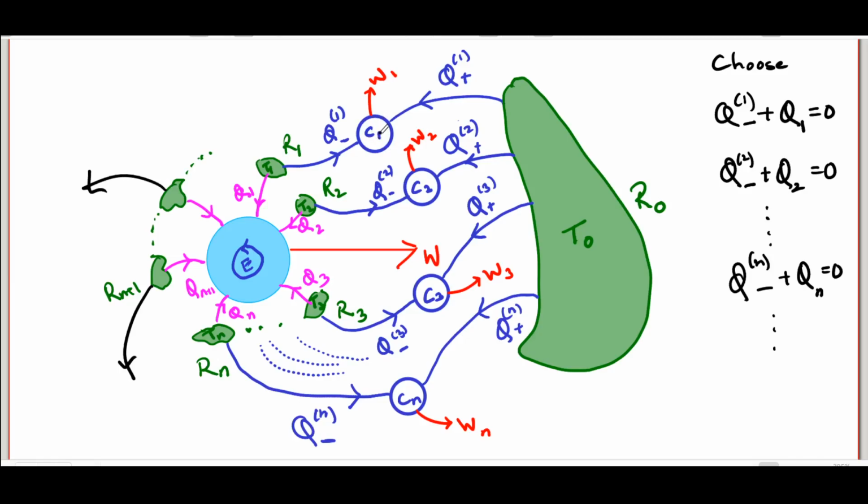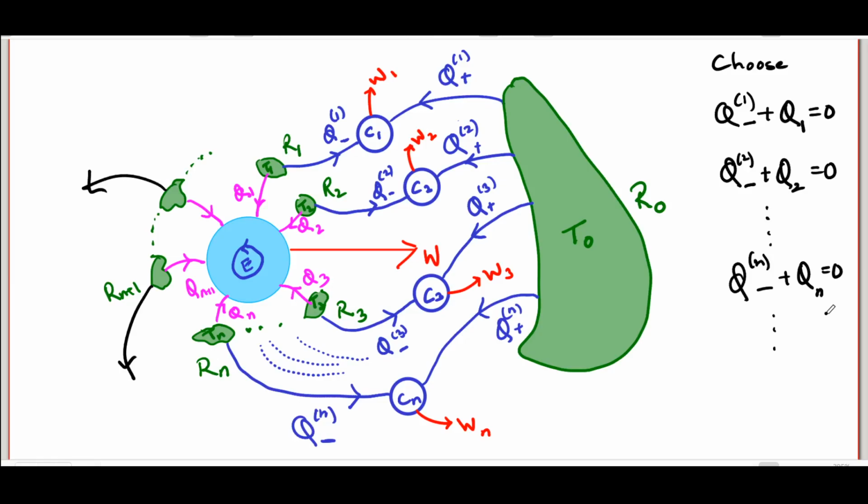Each one of them will give back to the corresponding reservoir R1, R2, R3, or whichever reservoir it is connected to, exactly the same amount of heat that the reservoir gave to the system. In other words, we will have to ensure that Q1 minus, the heat taken from R1 by C1, and Q1, the heat taken from R1 by the engine, add up to 0. Similarly, Q2 minus and Q2 add up to 0, and so on. In general, Qn minus and Qn will add up to 0. All of these will have to add up to 0.